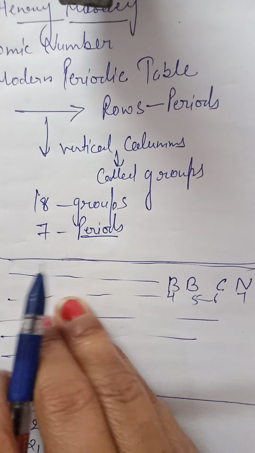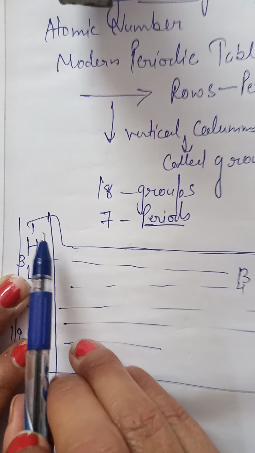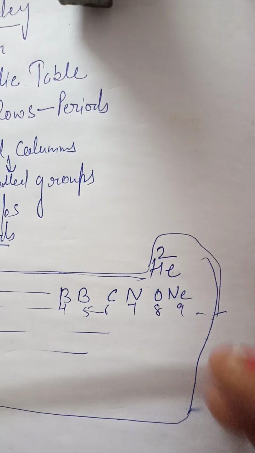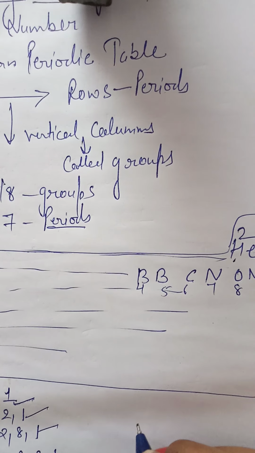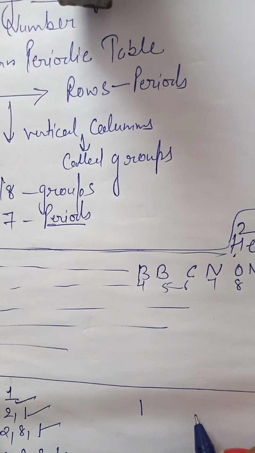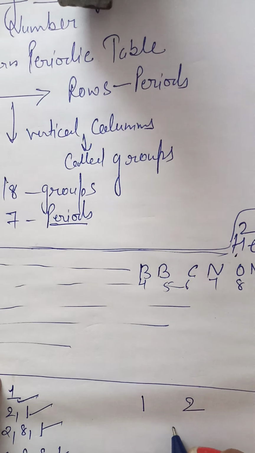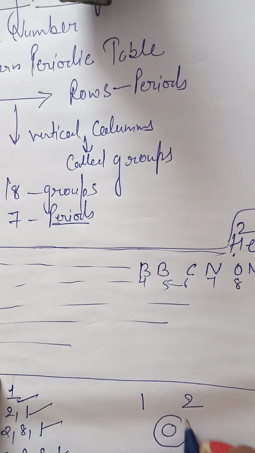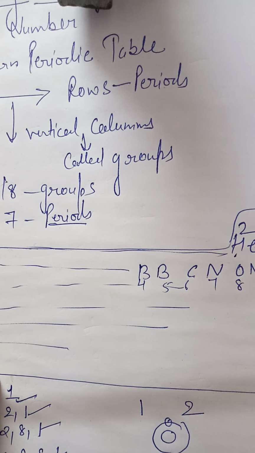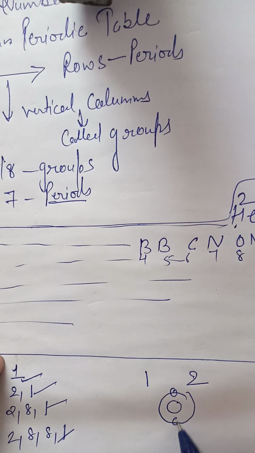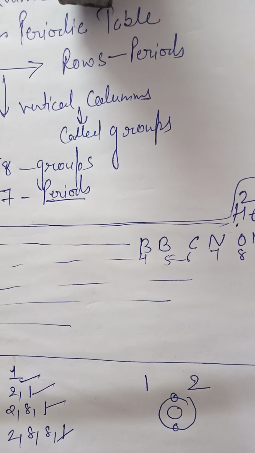And if we examine the first period, hydrogen has atomic number 1 and helium has atomic number 2. So the electronic configuration of hydrogen we can write as 1, and for helium we can write 2. So in the first period only the first shell is occupied. For hydrogen 1 electron is filling here, for helium 2 electrons are filled here. Okay, so only the first shell is occupied.